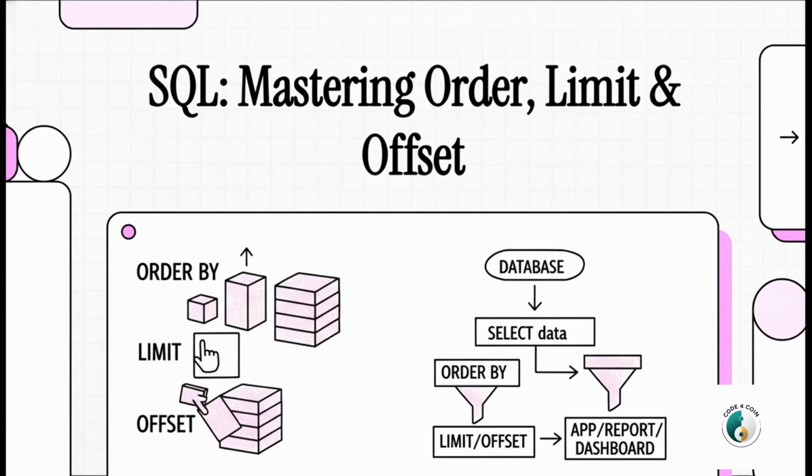All right. Today, we're going to break down three of the most powerful tools in your SQL toolkit: order by, limit, and offset. Honestly, these are your secret weapons for controlling how you get data back from a database. Whether you're building an app, a report, or a dashboard, you absolutely need to know these.